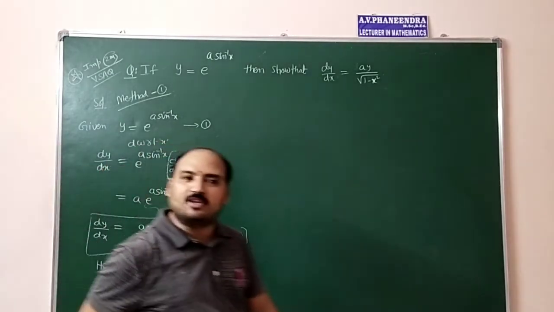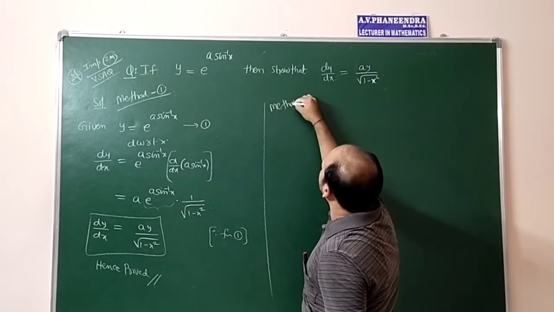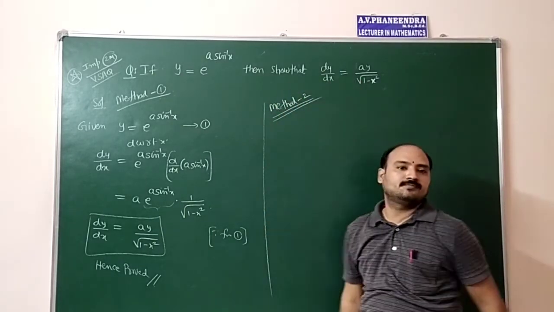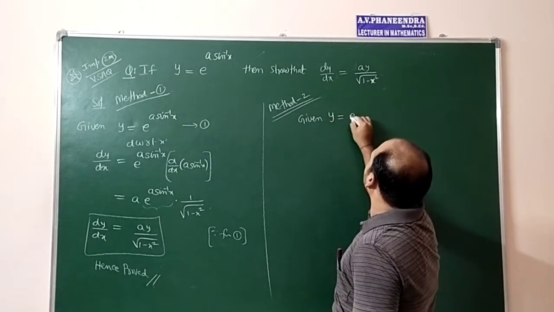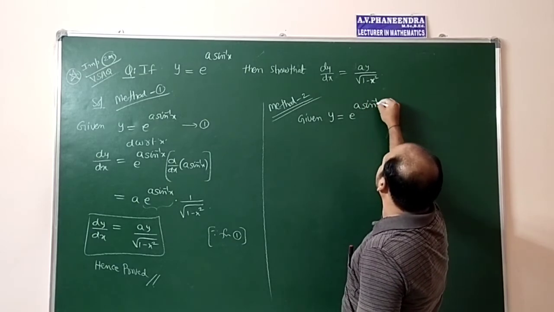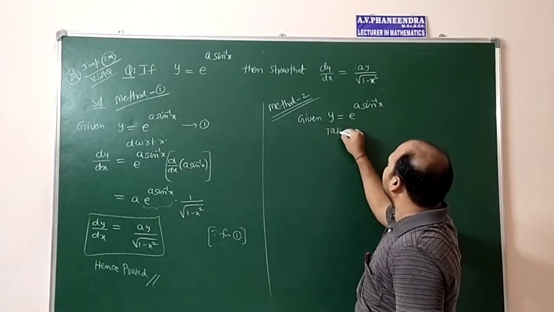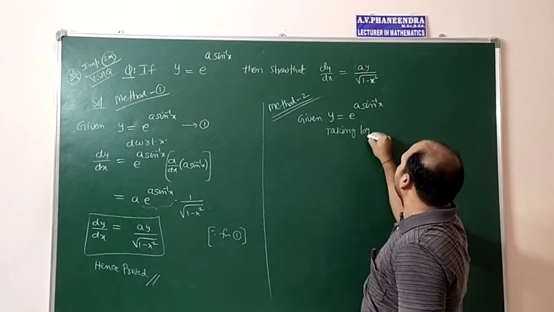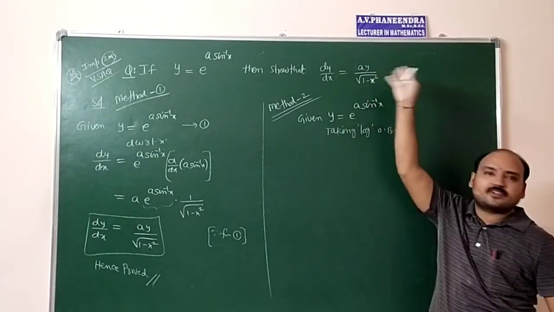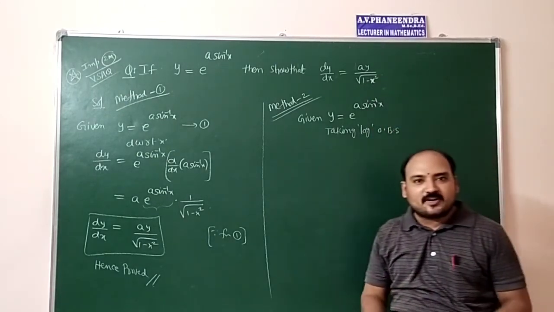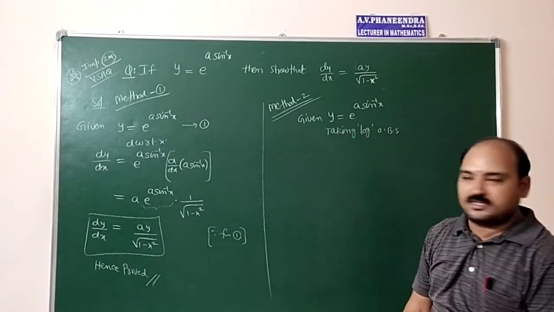Now we come to the second method. Method 2. Given y equal to e power a sin inverse x, taking log on both sides. Why are we taking log on both sides? It is in the form of f of x whole power g of x. So whenever the function is of the form f of x whole power g of x, take log on both sides and then differentiate both sides.